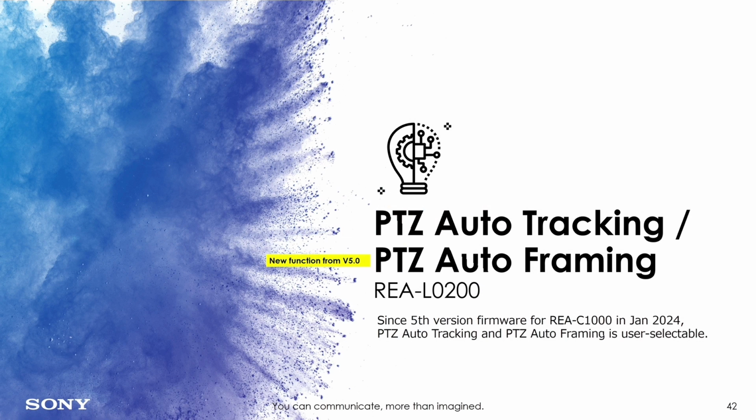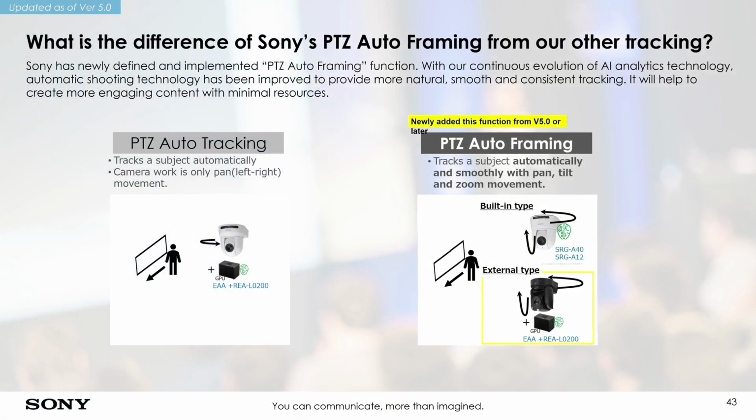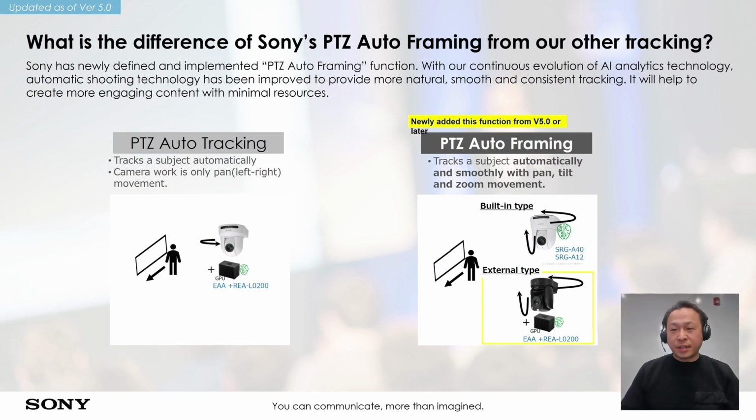Thank you for watching. Let me talk about the detail of PTZ auto framing function, which is newly added from version 5.0 firmware upgrade. What is the difference of Sony PTZ auto framing from other tracking? PTZ auto tracking was actually pan tracking. So camera can track the person, the presenter, from left to right. But PTZ auto framing combines pan, tilt, and zoom simultaneously.